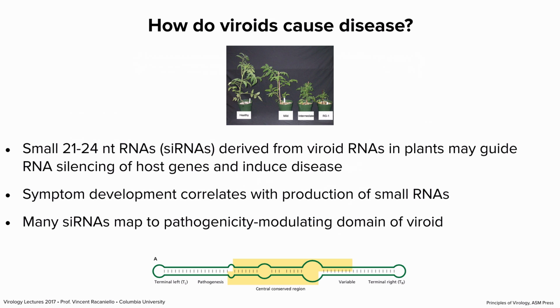And it turns out that when viroids come into a plant cell, the plant cell chops up the viroid RNA into small RNAs, 21 to 24 nucleotides in length. And these then silence host genes. They silence genes of the plant, and that's what makes the plant sick. So in some cases, it's not good for the plant. Other cases, it's benign. It doesn't really matter.